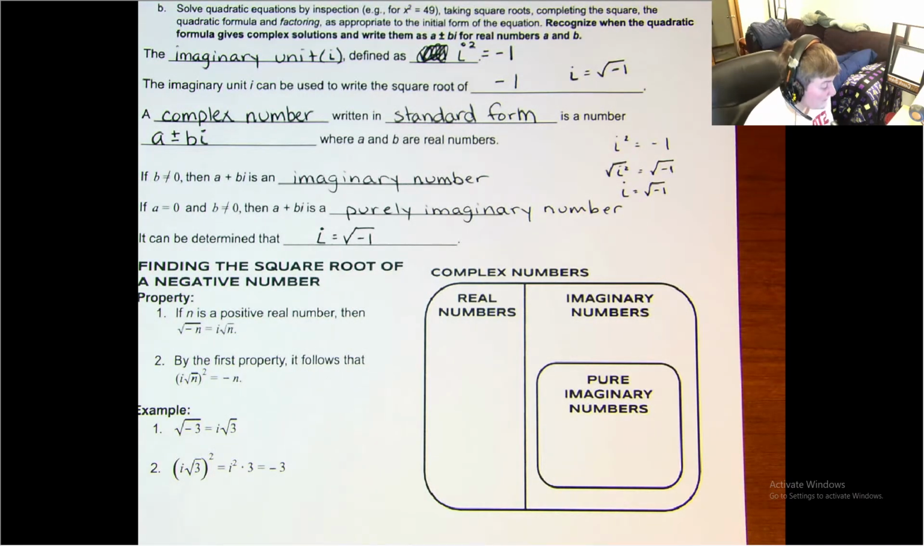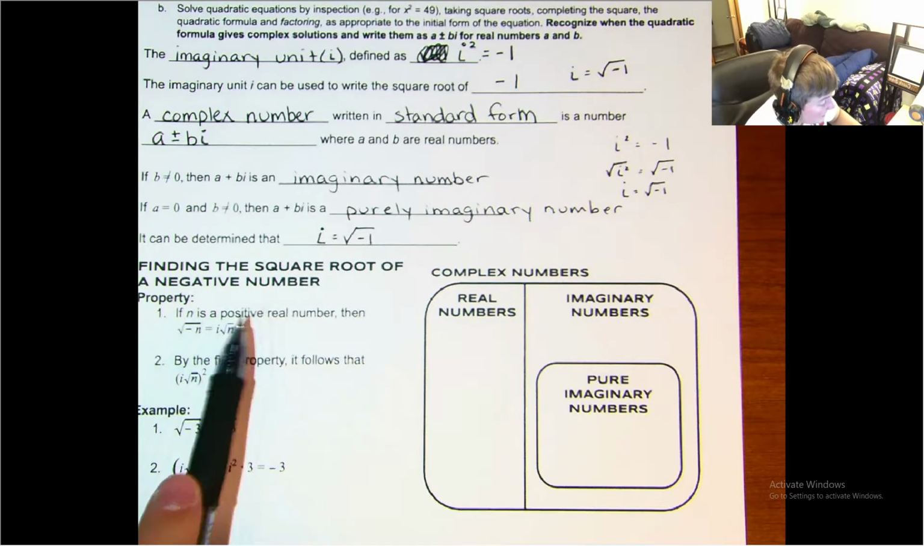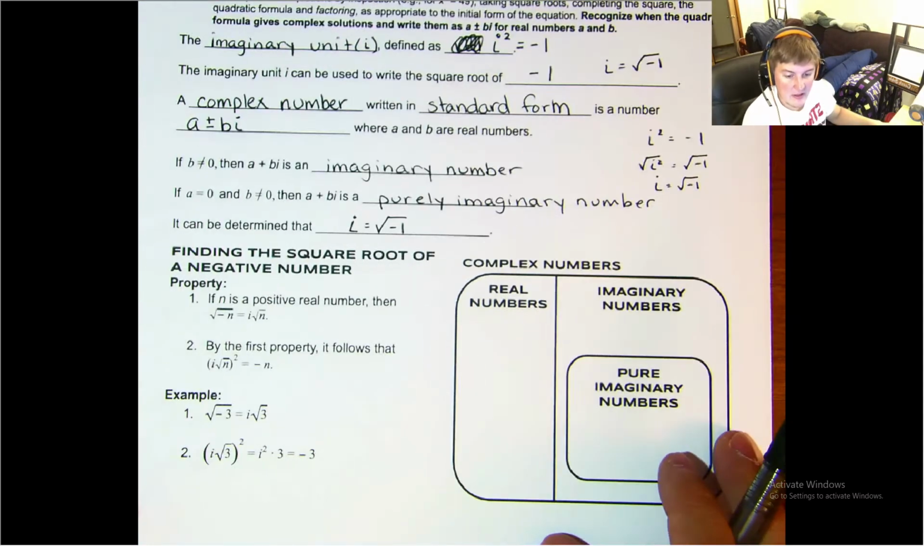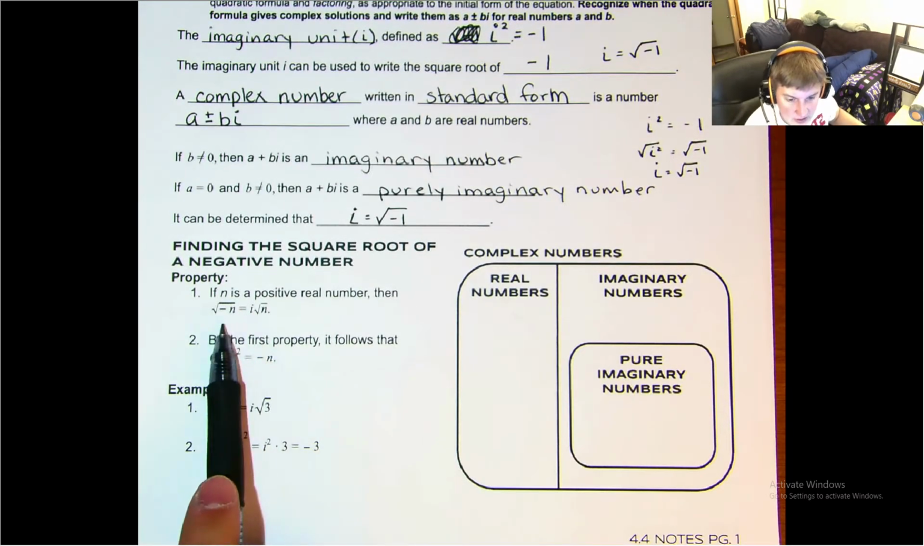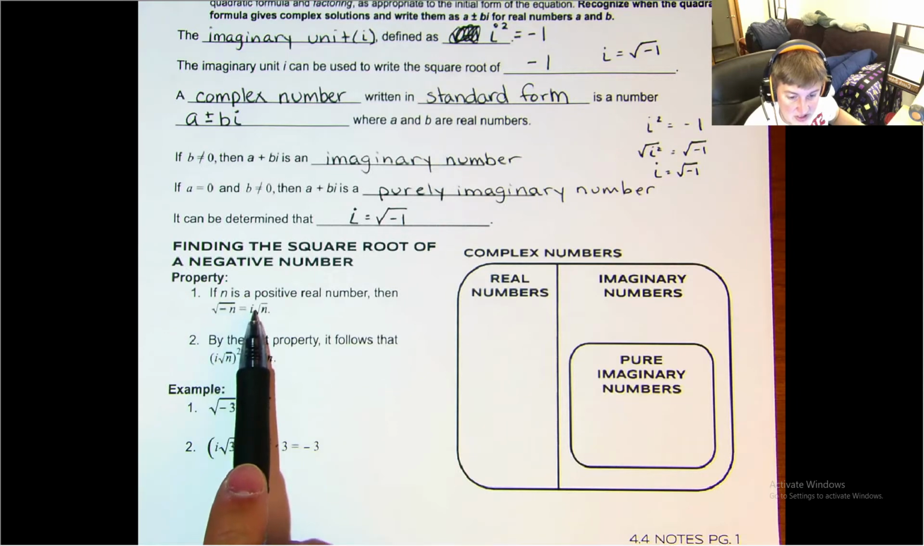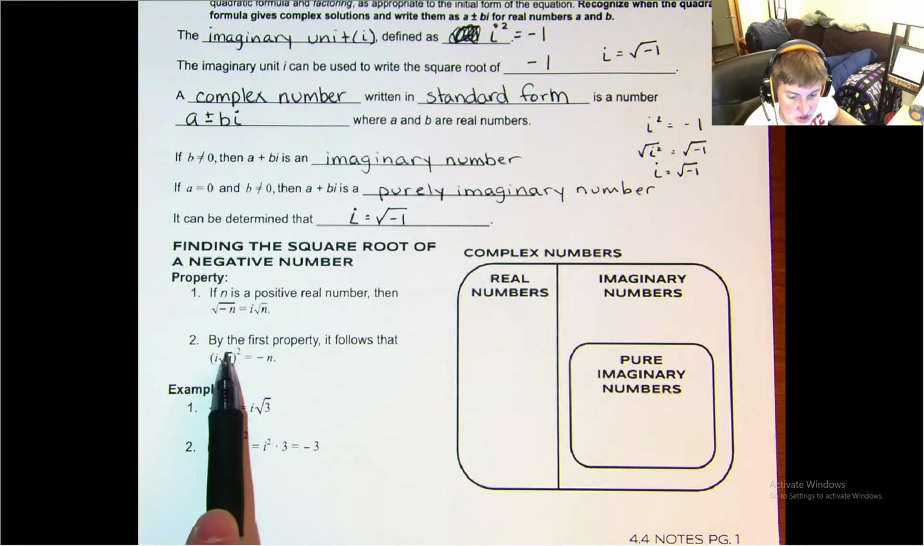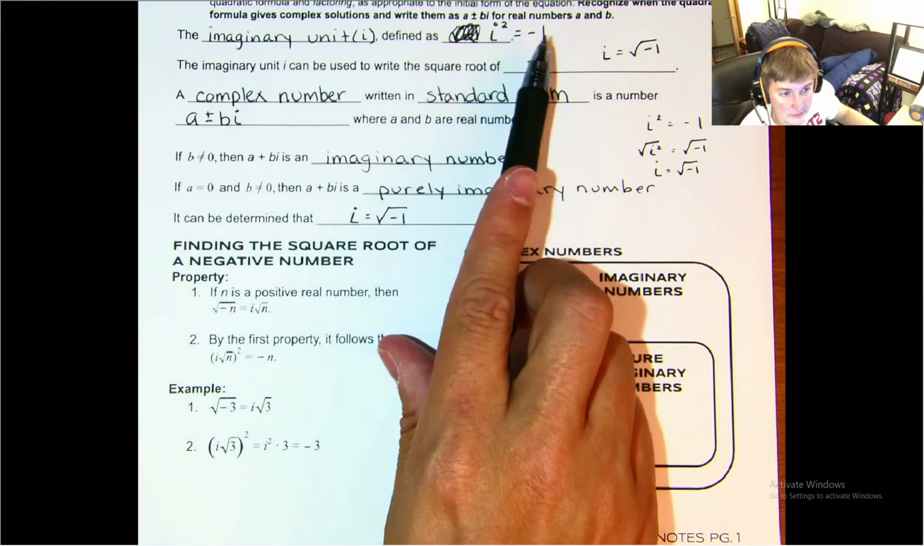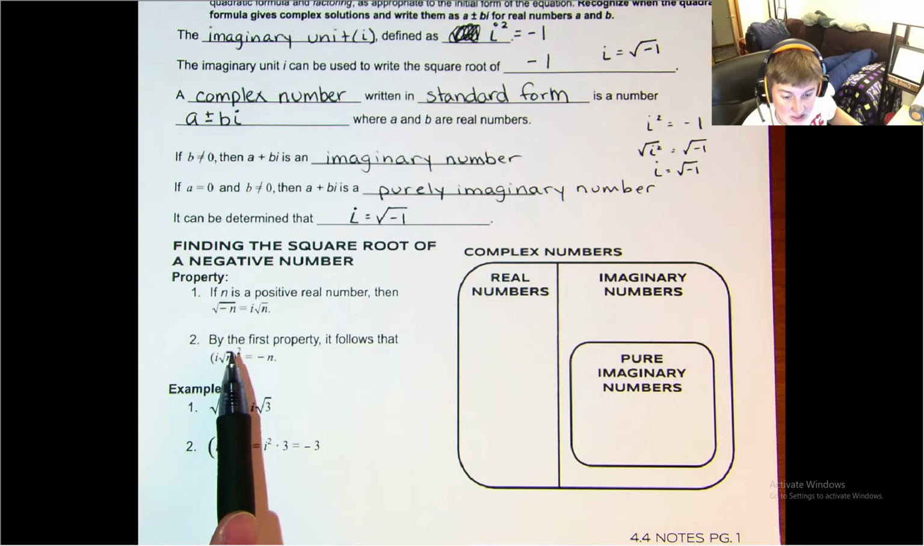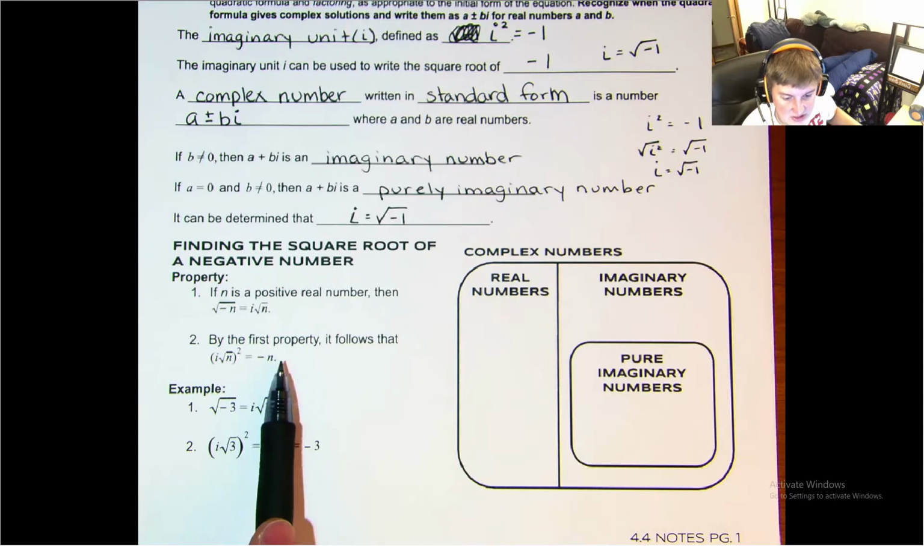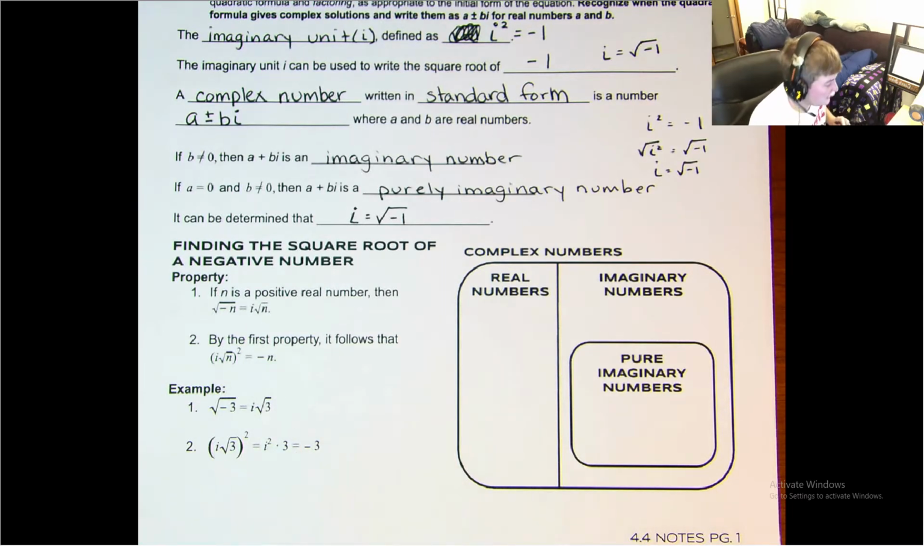There are a few properties for finding the square root of a negative number. If n is a positive real number, then the square root of negative n is essentially pulling out that negative 1 to get i times the square root of n. Using the first property, if you were to square this, i squared is negative 1, and the square root of n squared cancels to become n. So negative 1 times n is the opposite of n. Here are some examples of that.